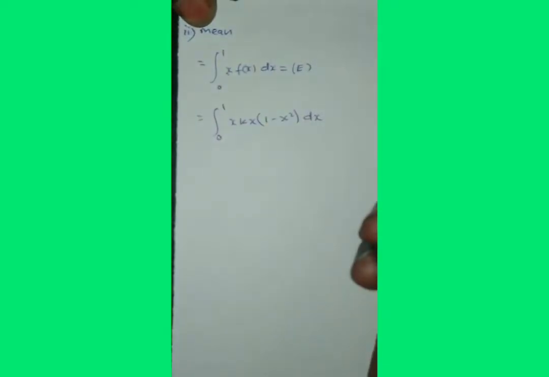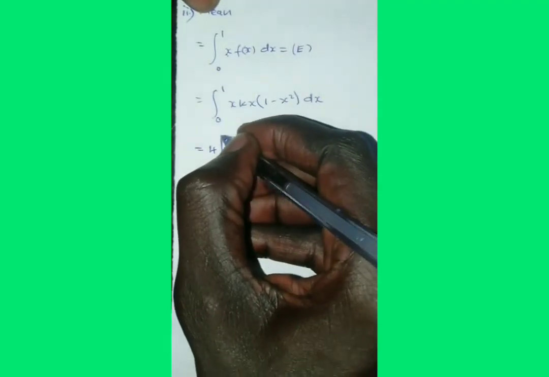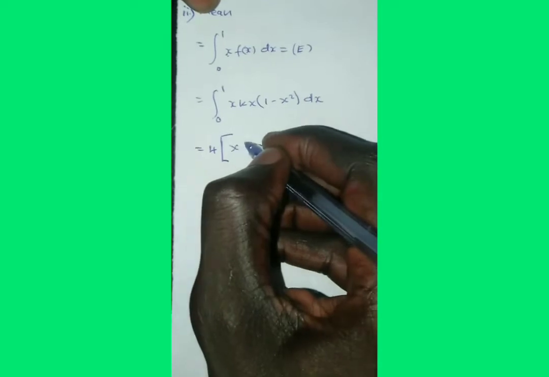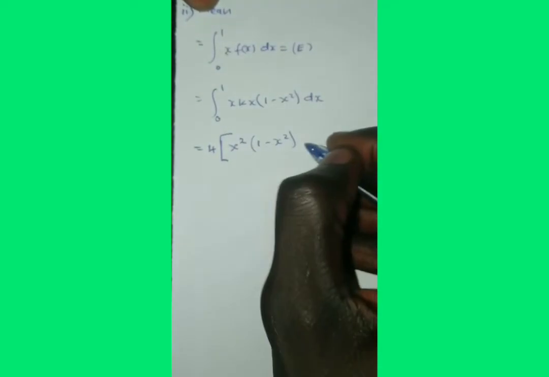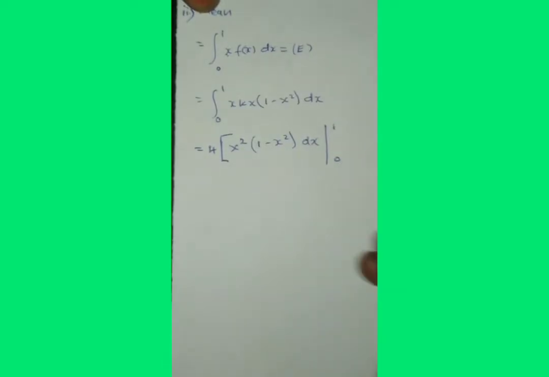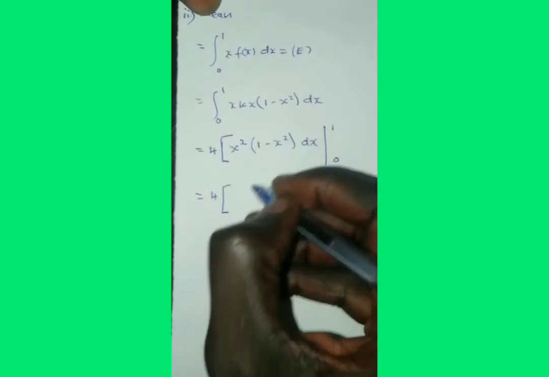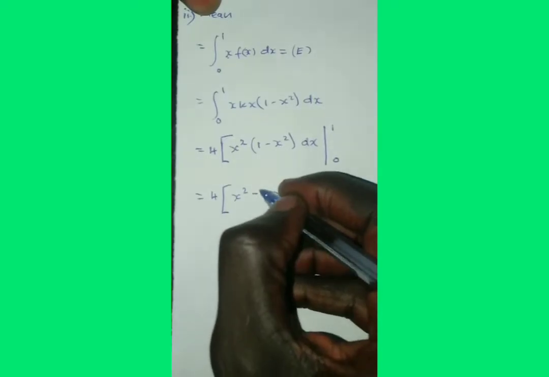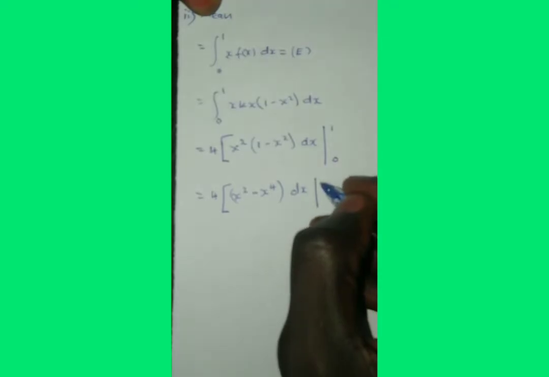So again, we had calculated k is 4. So let me put 4 outside, and then I will remain with x squared 1 minus x squared dx. Let me put my values outside. So 4 into, this is x squared minus x raised to power 4 dx, from 0 to 1.